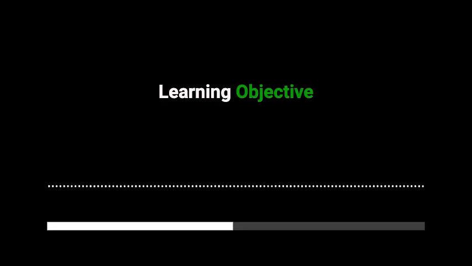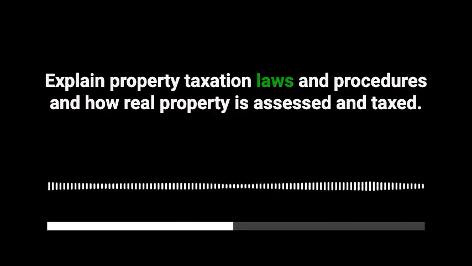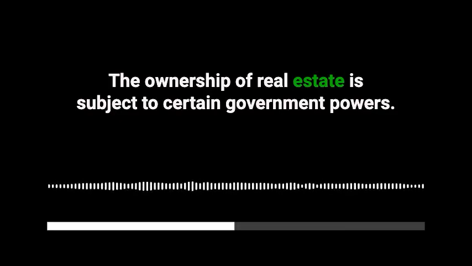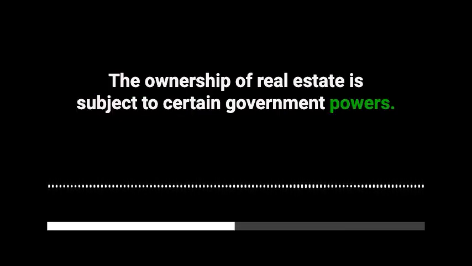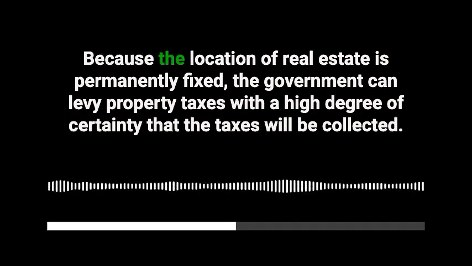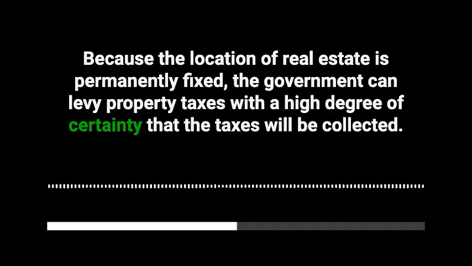Learning objective: explain property taxation laws and procedures, and how real property is assessed and taxed. Property taxation. The ownership of real estate is subject to certain government powers. One of these powers is the right of state and local governments to impose tax liens for the support of their governmental functions. Because the location of real estate is permanently fixed, the government can levy property taxes with a high degree of certainty that the taxes will be collected.